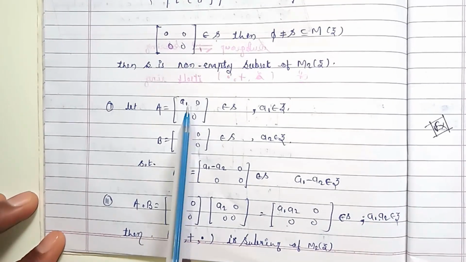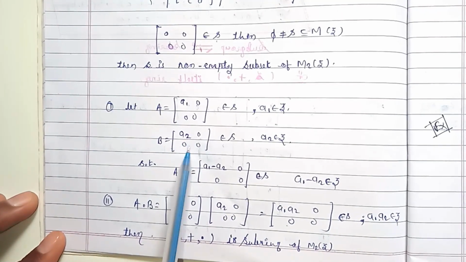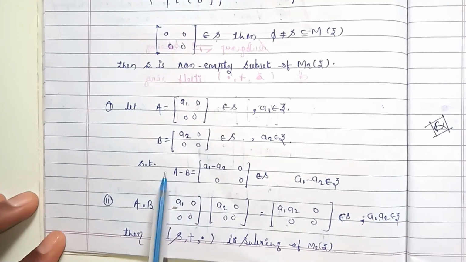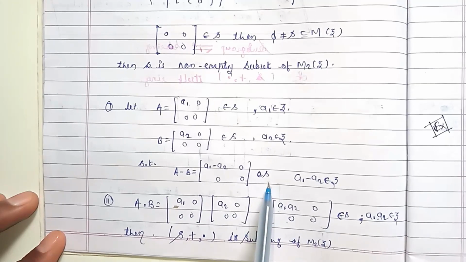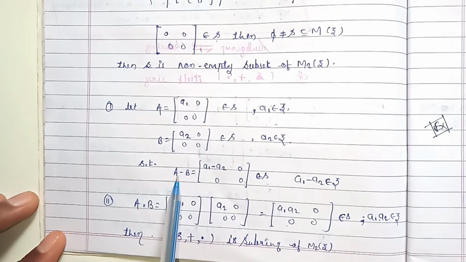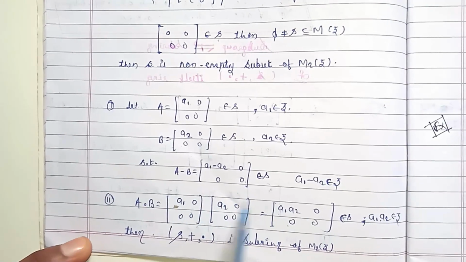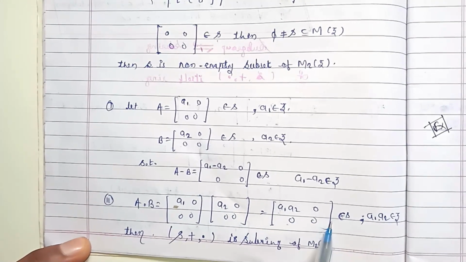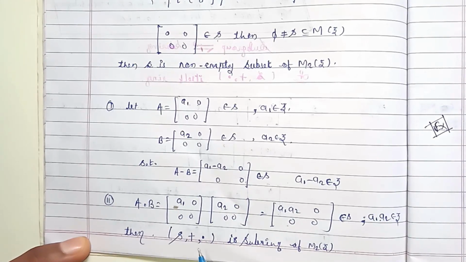So I consider A1, 0, 0, 0 with A1 from Z, and similarly A2, 0, 0, 0 with A2 from Z, and find their subtraction and multiplication. Subtraction gives A1 minus A2, 0, 0, 0, which is from our subring S, and A1 minus A2 is from Z. So our first property holds for our subring. For the second property, the dot product, we go through row into column multiplication, and we get A1 A2, 0, 0, 0, which also goes to our subring. So the first and second properties of a subring hold here. Then we say that S under addition and dot is a subring of M2Z.